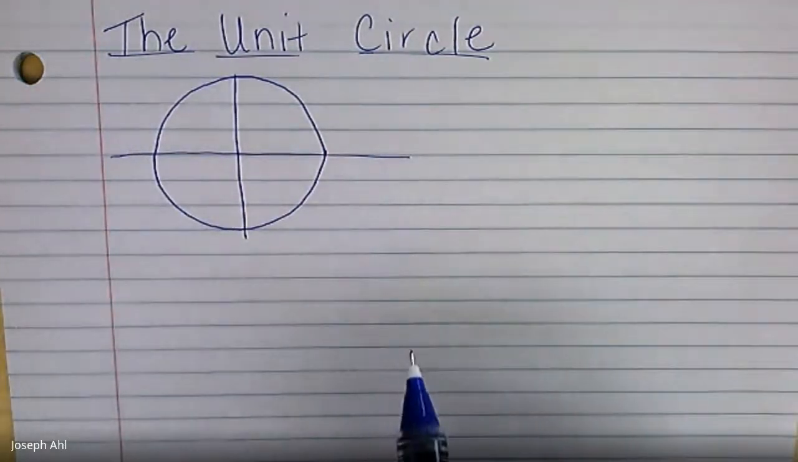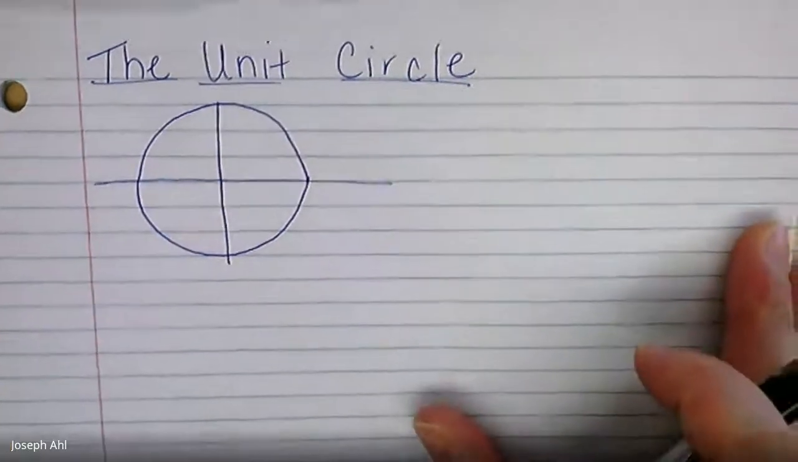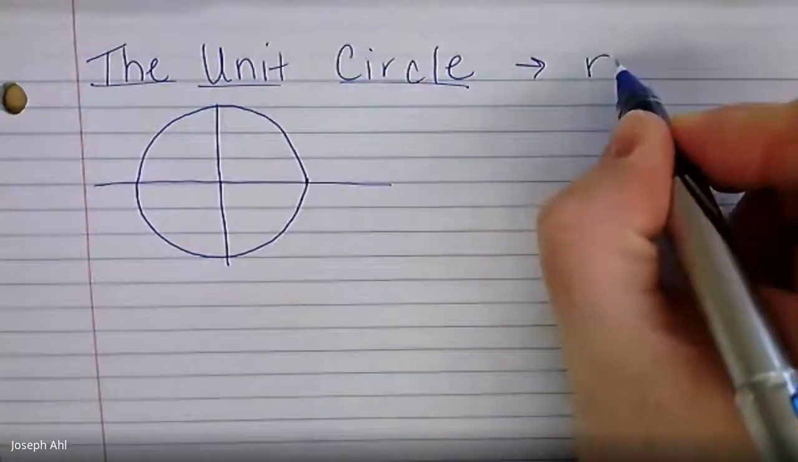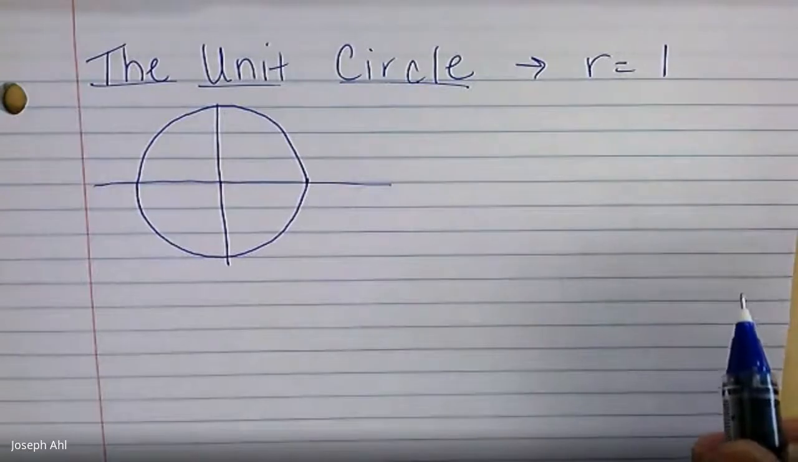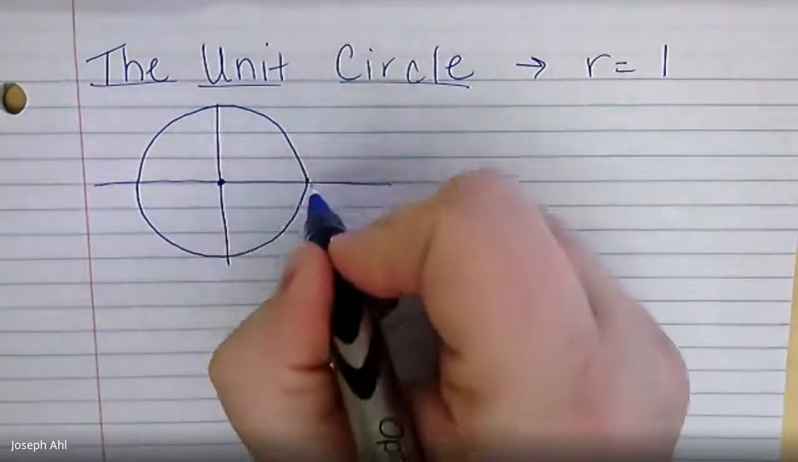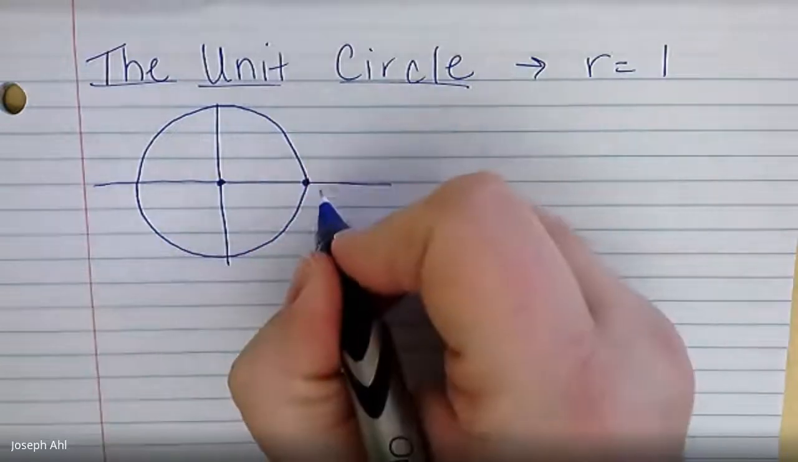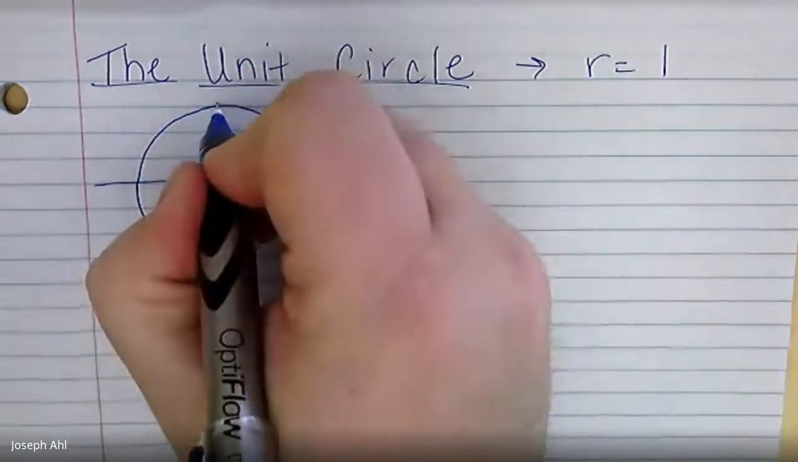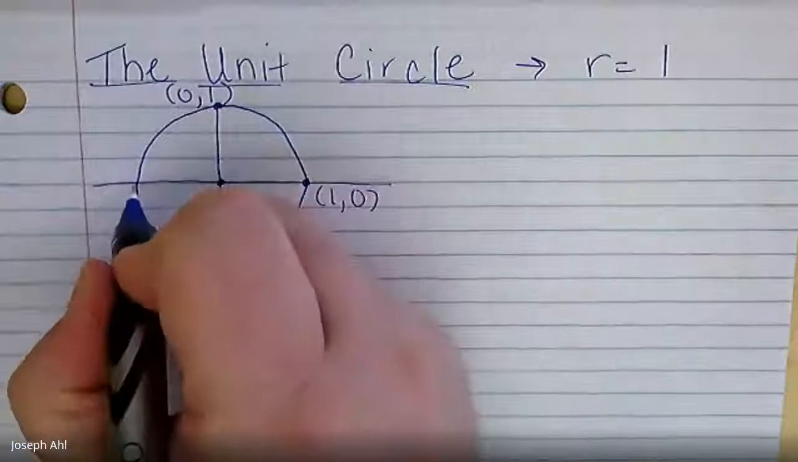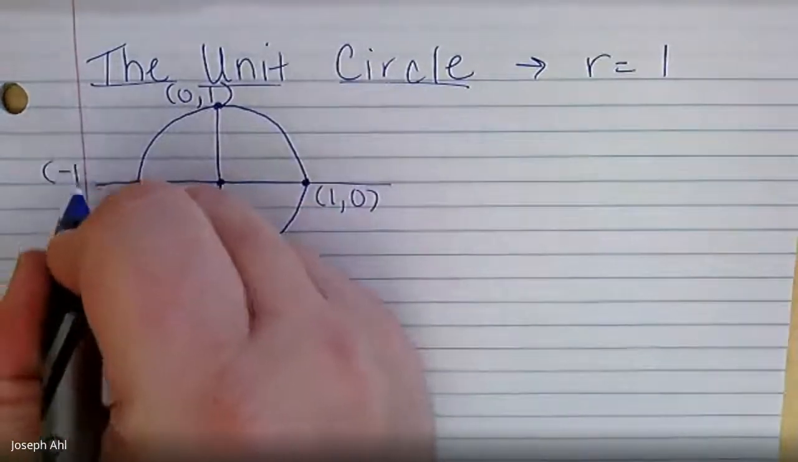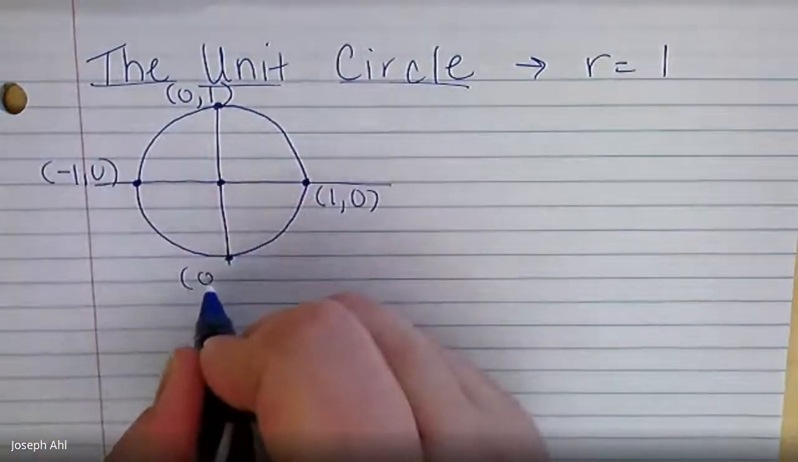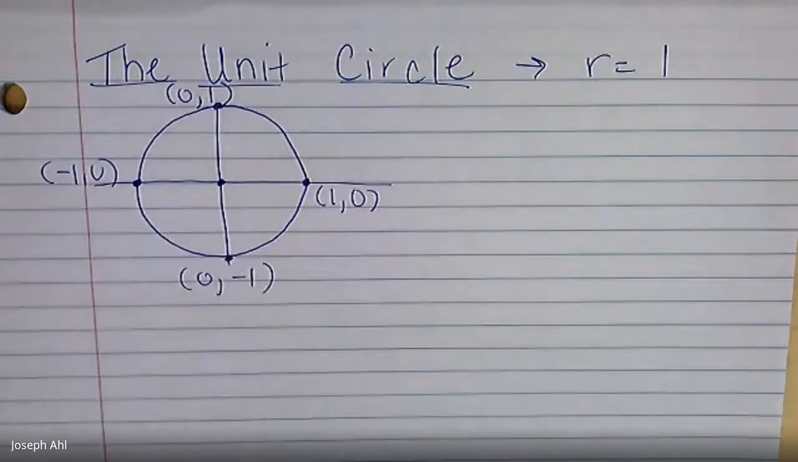What do we know about a unit circle? A unit circle is a circle with a radius of 1 unit. That makes sense. So if the radius is 1 unit, that means that this distance across is 1. So this is the point (1, 0). This is the point (0, 1). This is the point (-1, 0). And then the point down here is (0, -1). Those are all important to label on the unit circle.